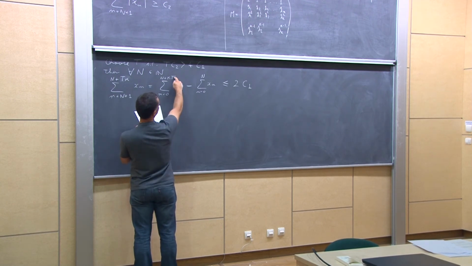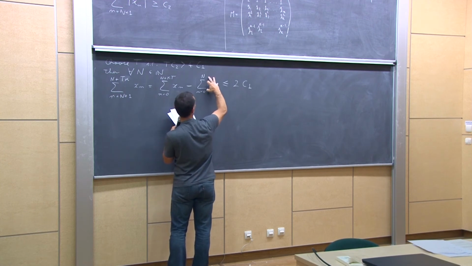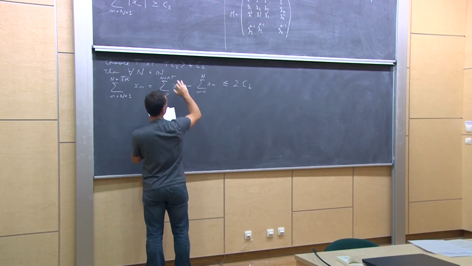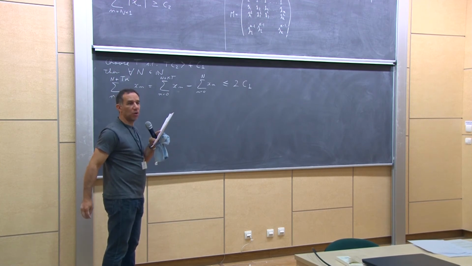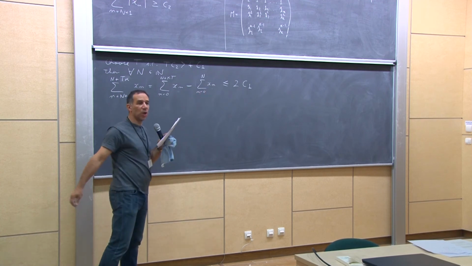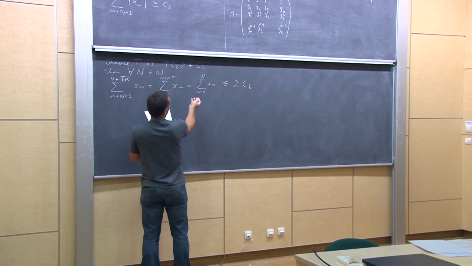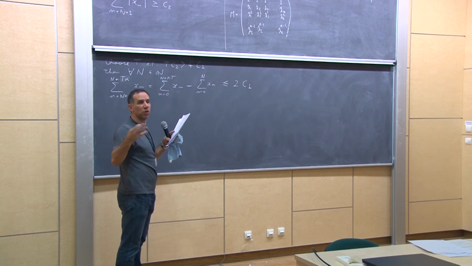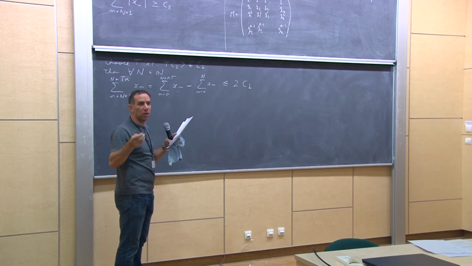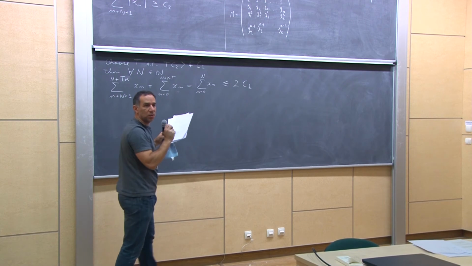This guy goes from 0 to something. So that's upper bounded by C1. So the sum of these two is at most 2C1. Of course, a fortiori the sum. The difference, this is certainly an upper bound to these things, right?